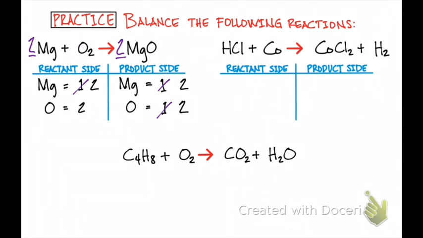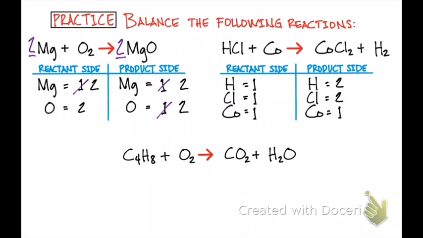Next one here, we have hydrogen, chlorine, and cobalt. On the left-hand side, we have 1 hydrogen atom, 1 chlorine atom, and 1 cobalt atom. And on the right-hand side, we have 2 hydrogens, 2 chlorines, and 1 cobalt. So to balance this chemical reaction out, we can look at hydrogen first. You can see that we have 1 less hydrogen on the left-hand side.